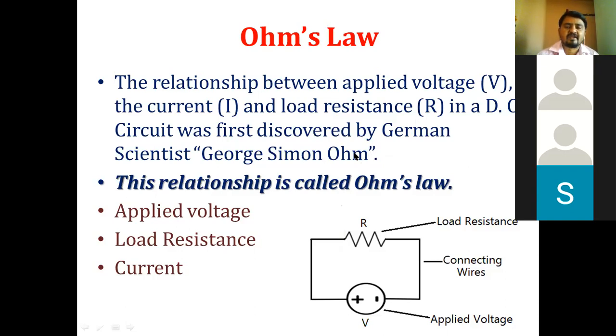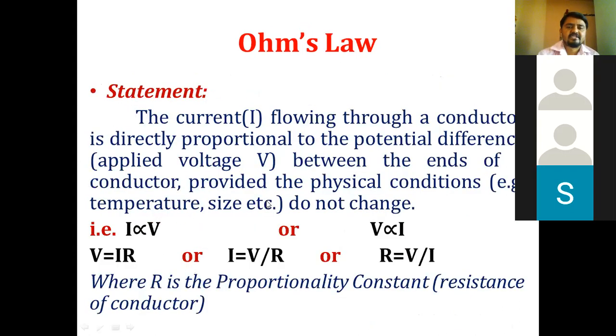So he derived this relationship between voltage, current, and resistance. This relationship is called Ohm's law. For that reason only, since he found the relationship between these three elements, we call it Ohm's law here now. The circuit is no different: load resistance, connecting wire, and applied voltage only. So he derived the relationship between applied voltage, load resistance, and current. This is not necessary to write down. Next we'll go for the statement.